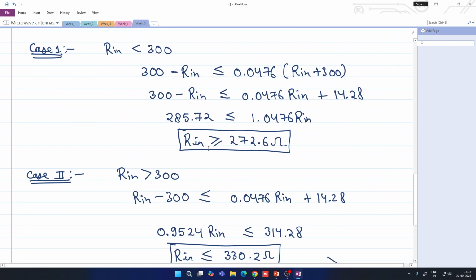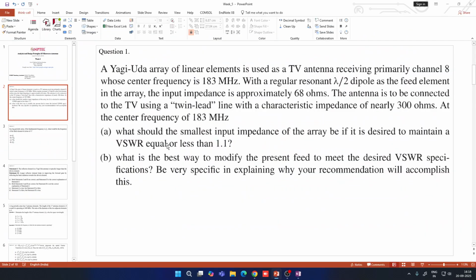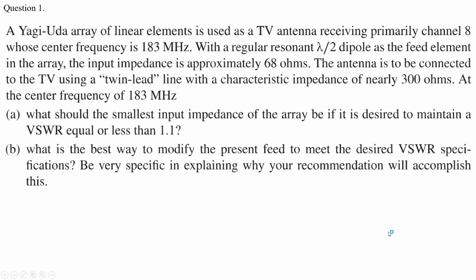Then okay, if it is clear, then we will move on to the second part, part B. In this part, what is the best way to modify the present feed to meet the desired VSWR specifications? So now it's asking about the practical solution to that problem. So what is the best way to modify the present feed?